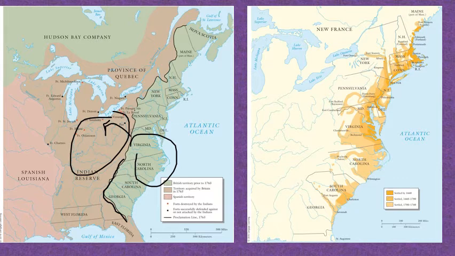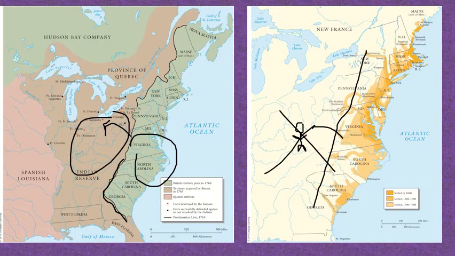Now, interestingly enough, settlement in the West is pretty limited, even up to 1760. There are very few people settled past the Appalachian Mountains anyway. But wherever white people do show up over here in the West, they typically tend to cause trouble with the Indians. And so the British would rather keep them on the other side of the line, over here on the coast.